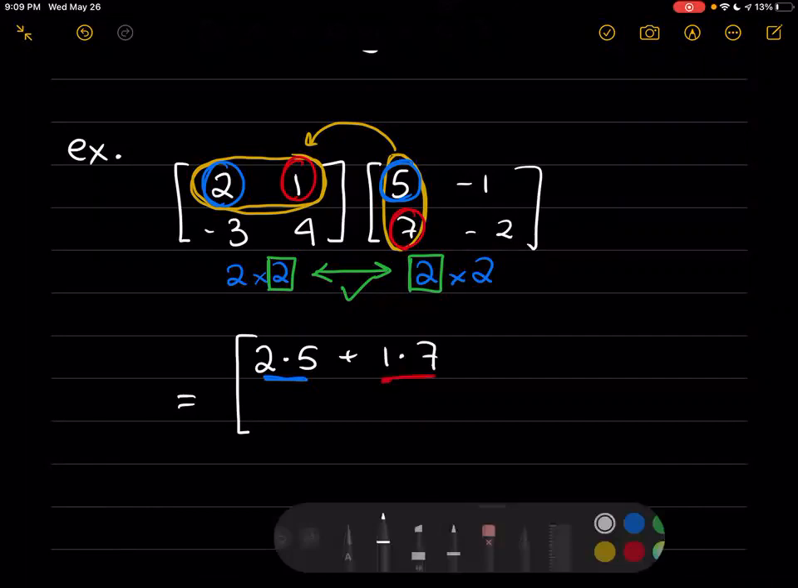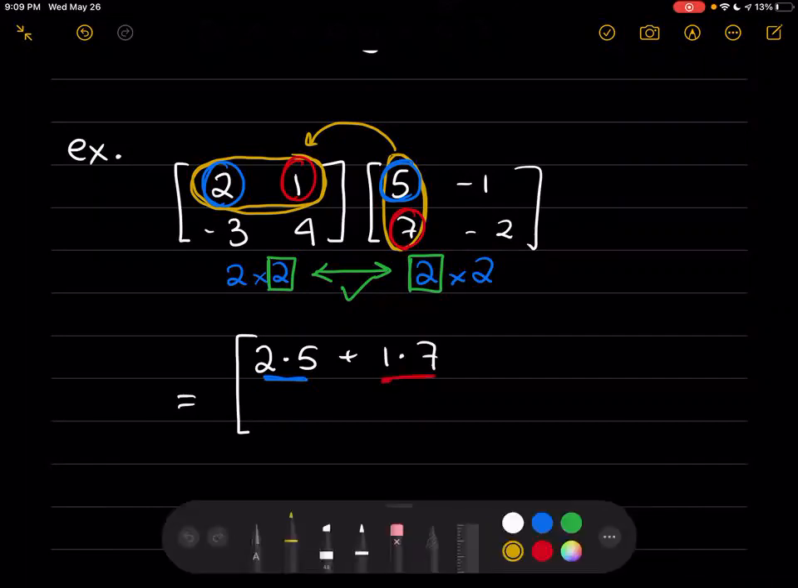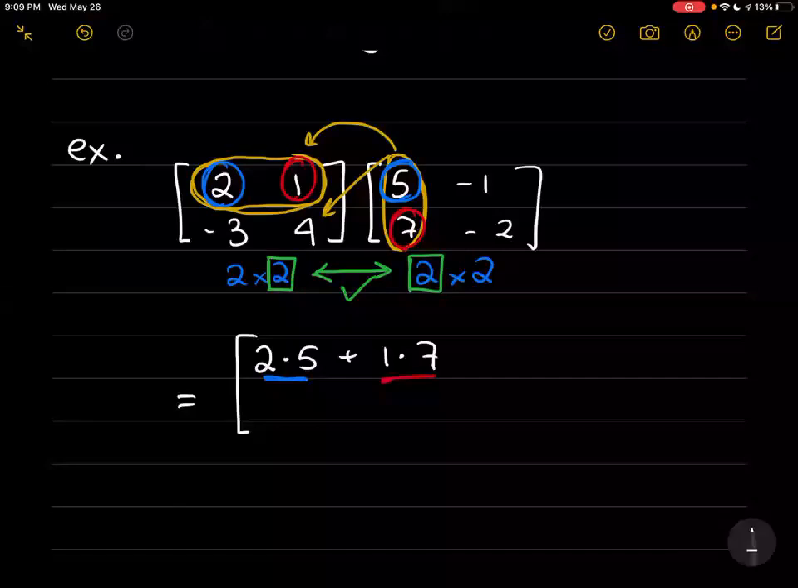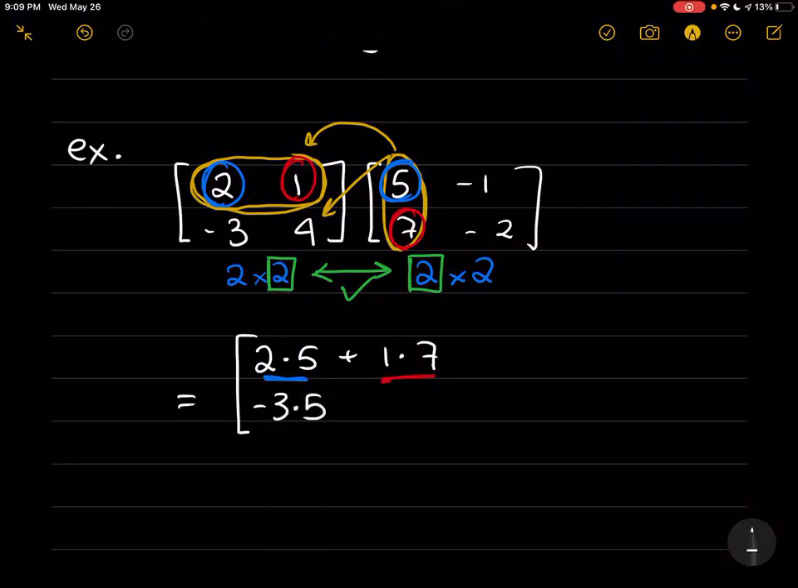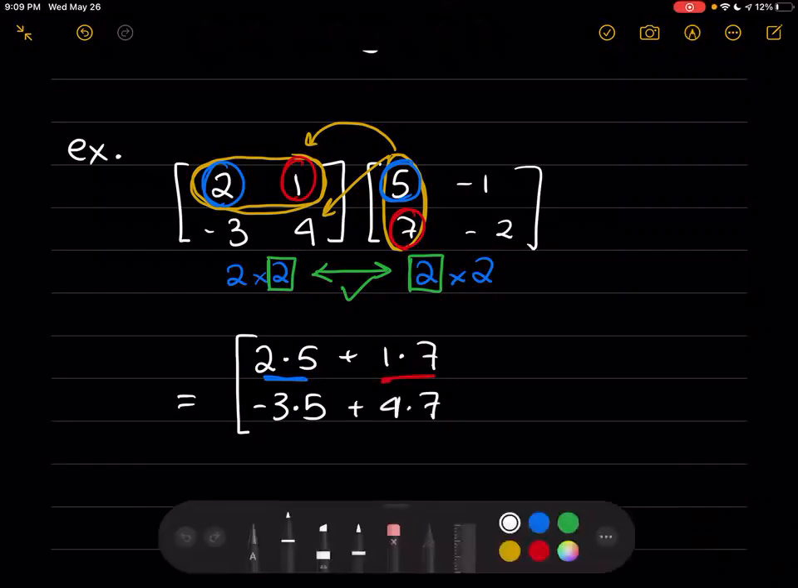And then we can take this first column again, and we can do the same thing to the second row. And so the second row starts with a -3, so we'll get -3 times 5 this time. And then we'll get a plus 4 times 7.